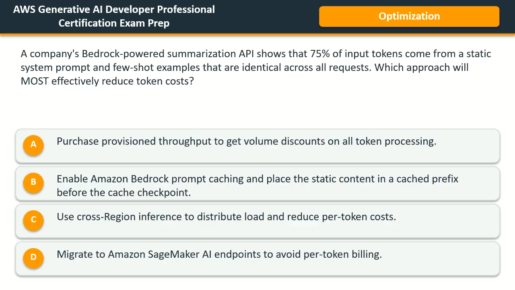The correct answer is B. This question is all about cost optimization. The key phrase is static system prompt and few-shot examples that are identical across all requests. That is exactly what prompt caching was built for.